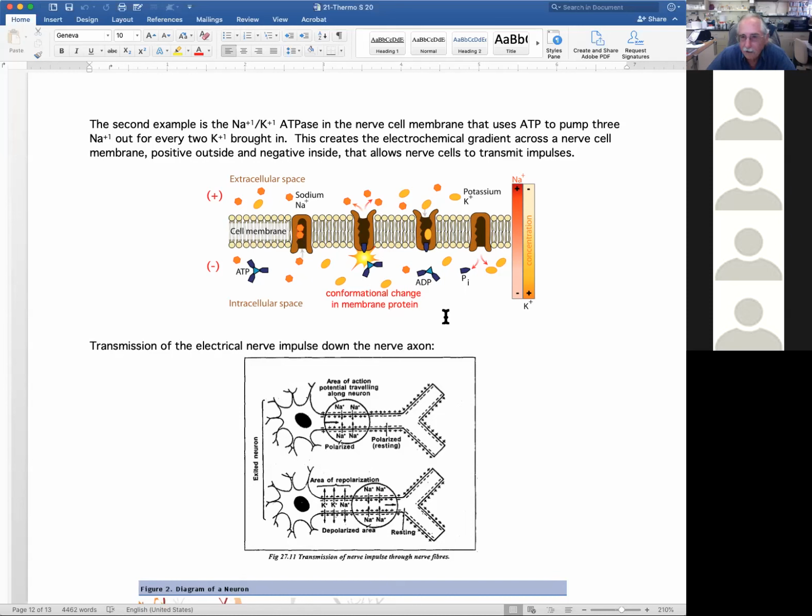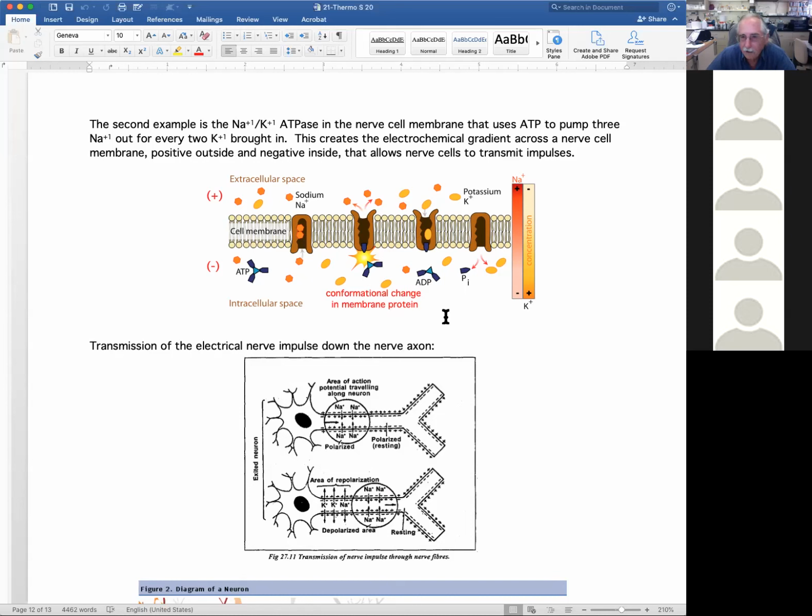So 2 things happen now that allow this membrane to be active. One is you have an electrical component. It's positive on the outside, negative on the inside. The membrane itself is an insulator. The other thing is you have a high concentration of sodium outside and a high concentration of potassium on the inside.